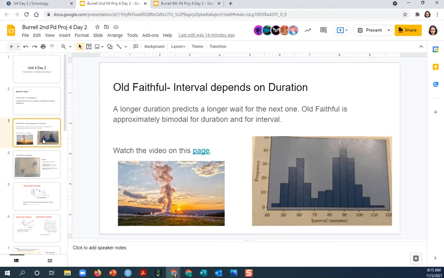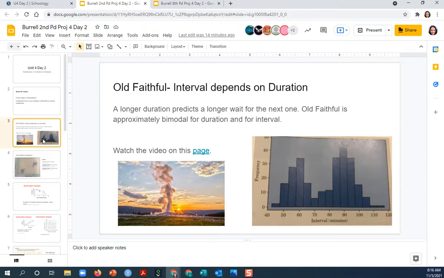All right, so has anybody visited Yellowstone National Park? Raise your hand if you've visited Yellowstone. One person? Okay.